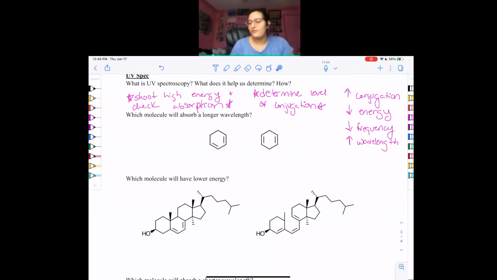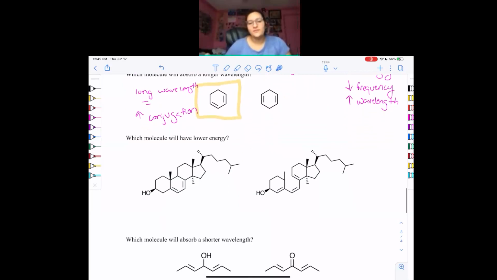And someone already said it. This one. So our answer is number 1, because long wavelength equals more conjugation. So if this one is conjugated, what's this one? Isolated. Awesome. Since this one is isolated, it's basically garbage in comparison.